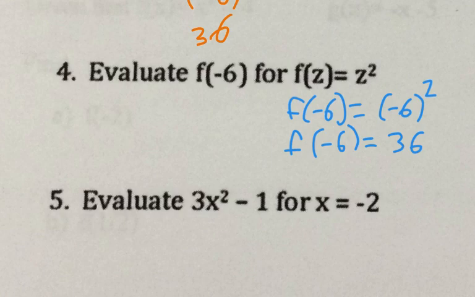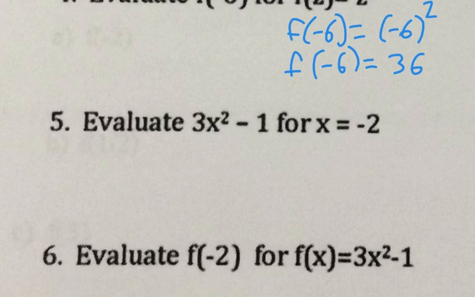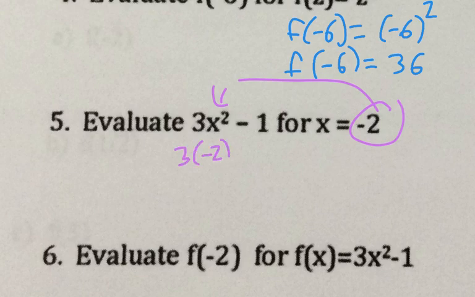Okay, what about 5 and 6? What kind of math statement are we looking at on 5? Expression, no equal sign. What am I plugging in? -2 for x. That gives me 3 times -2 squared minus 1. Order of operations. What do I do first? Parentheses. Is there anything to simplify in parentheses? No. What's next? Exponent. Do I have an exponent? Simplify it. -2 squared is 4. What's next according to the order of operations?